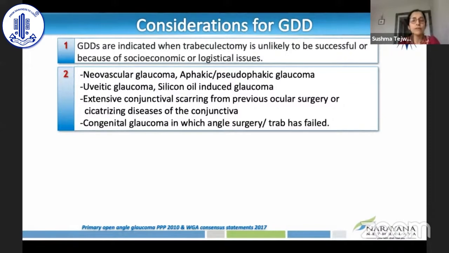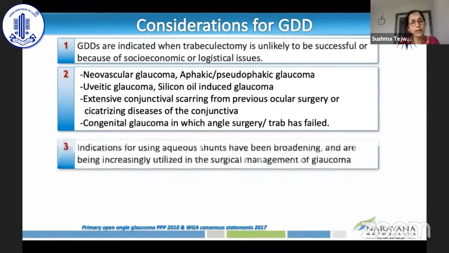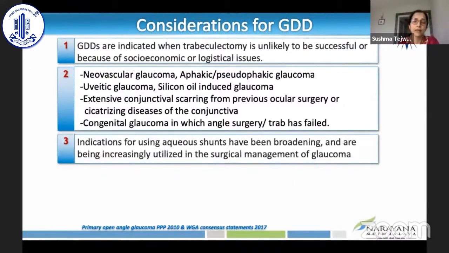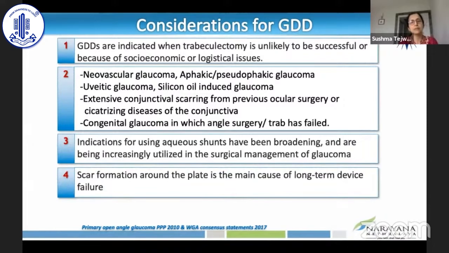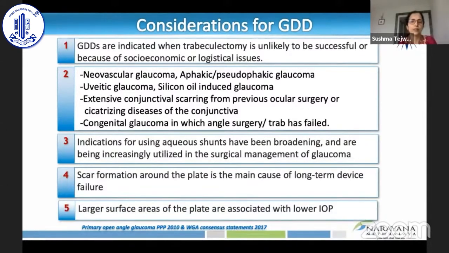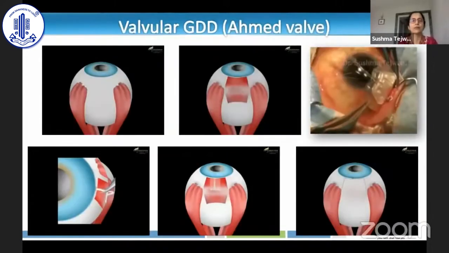In congenital glaucoma where angle surgery or Trab has failed, however, usage of aqueous shunts has been increasing and the indications are broadening. So they are increasingly being utilized in the surgical management. Here also, like with bleb failures, scar formation around the plate is the main cause of long-term device failure. So that is what needs to be addressed post-operatively. The larger the surface area of the plate, the lower the IOP. So that is how you can choose the type of shunt that you're going to use.